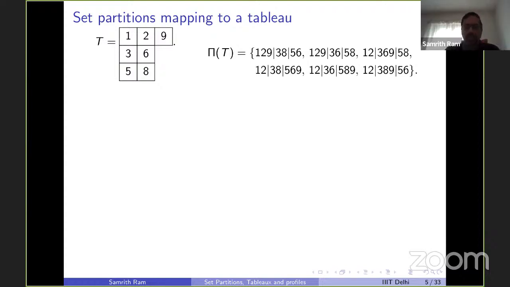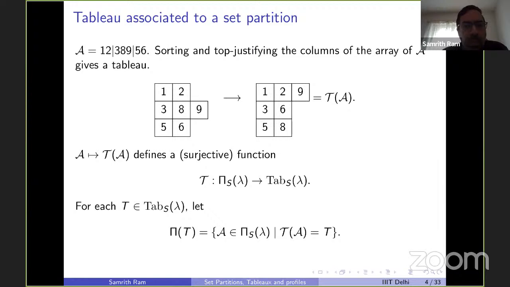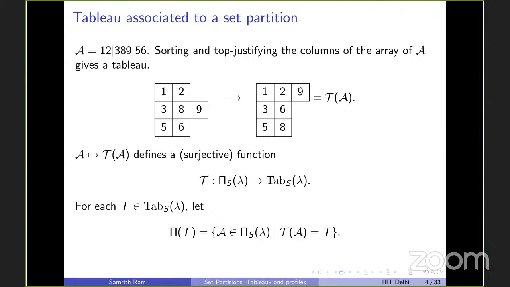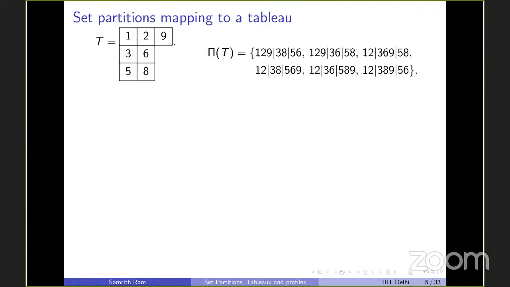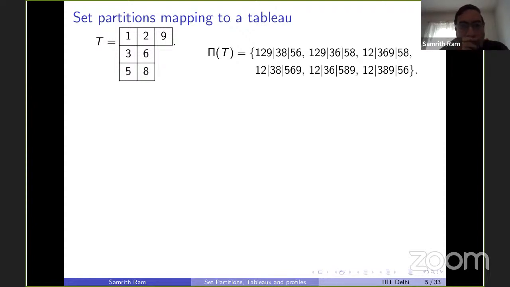Sure. So here is the idea. We begin with the array as we did here. The first step: you write down the blocks of the set partition as the rows in an array. And then you need to sort the columns individually. The first column is already sorted, but the second column when sorted will give me 2, 6, 8. Sort the column means that it's increasing from top to bottom. So for instance, here the entries in the second column would be 2, 8, and 6, but that would sort to 2, 6, 8. Okay, got it.